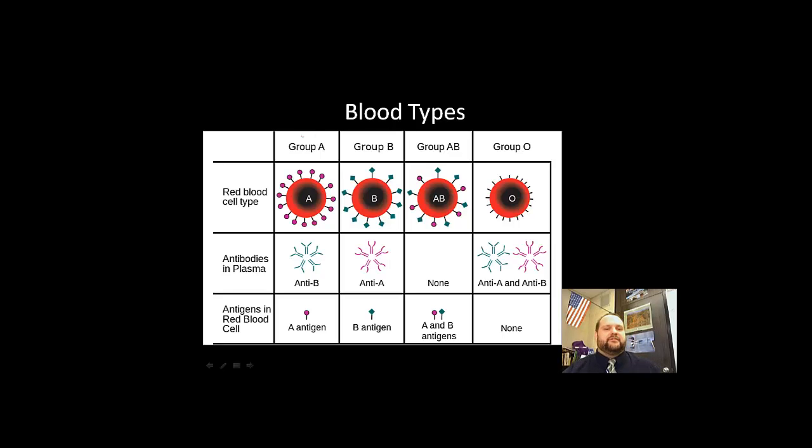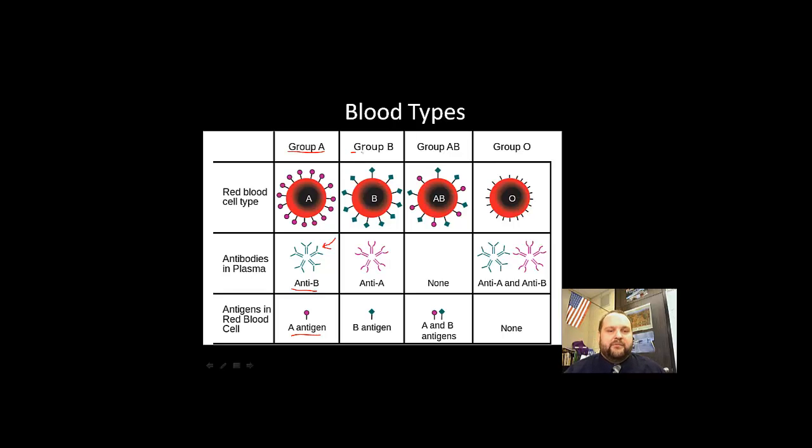Okay, blood types. Let's just look at this real quick. So if we look at type A blood, it has type A antigens on it. Here are the little purple antigens. Type A antigens. Well, it's going to make antibodies to attack B. It doesn't want to make weapons to attack itself. Because it has the A antigen, it's going to want to make B antibodies. Okay, so it has A antigens and it makes B antibodies.